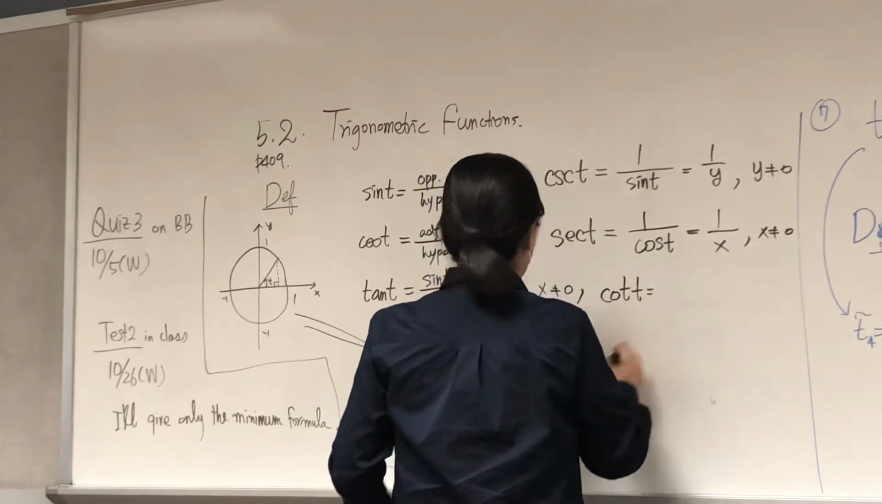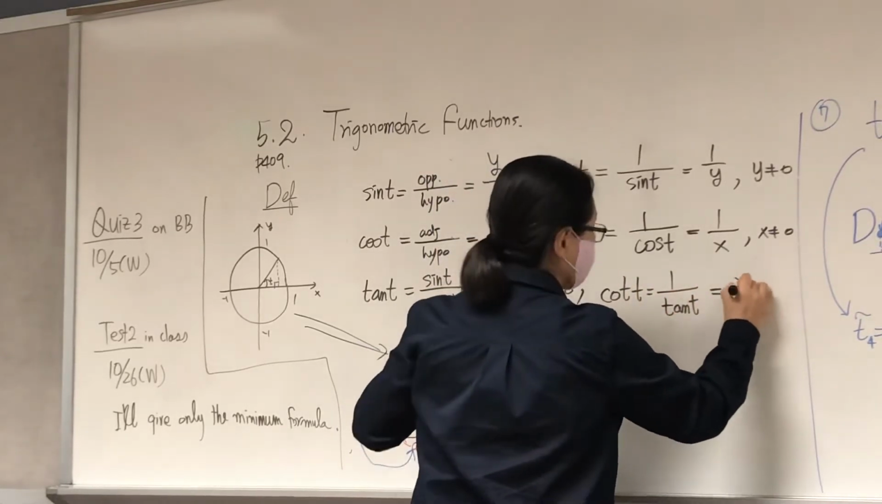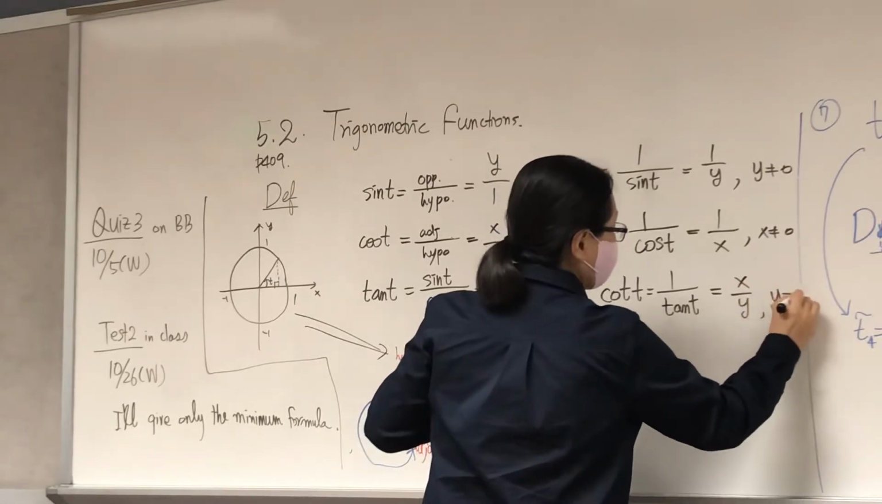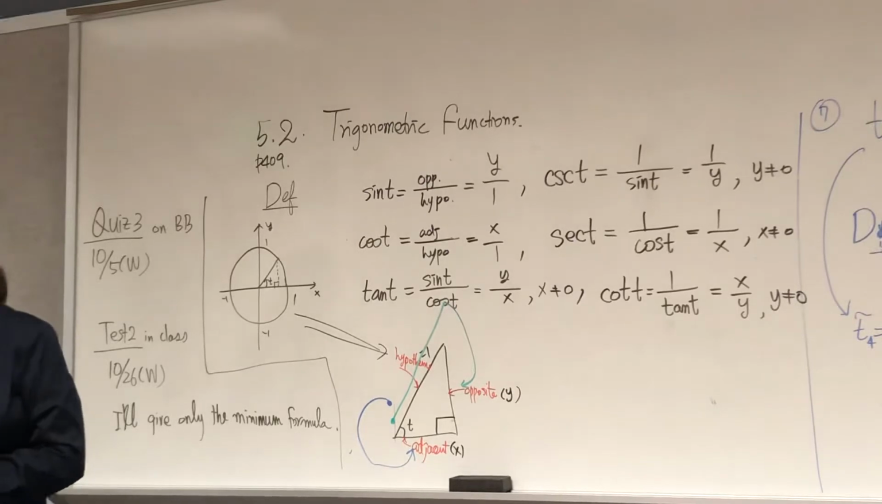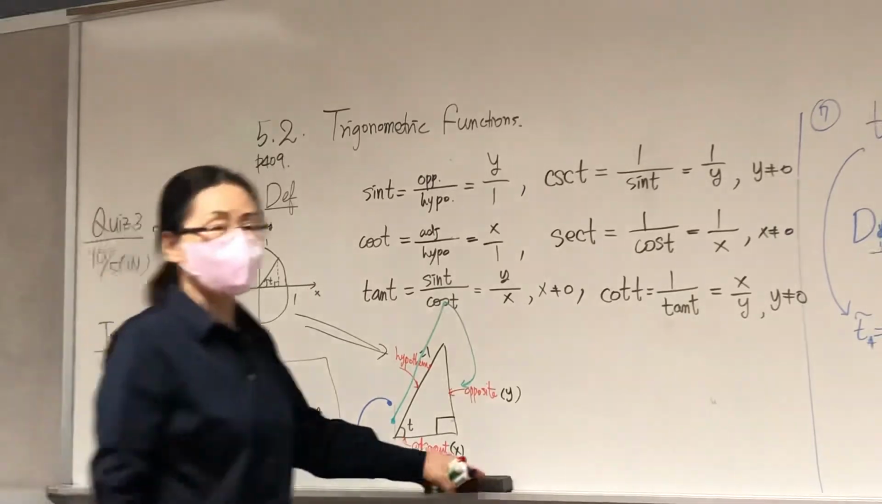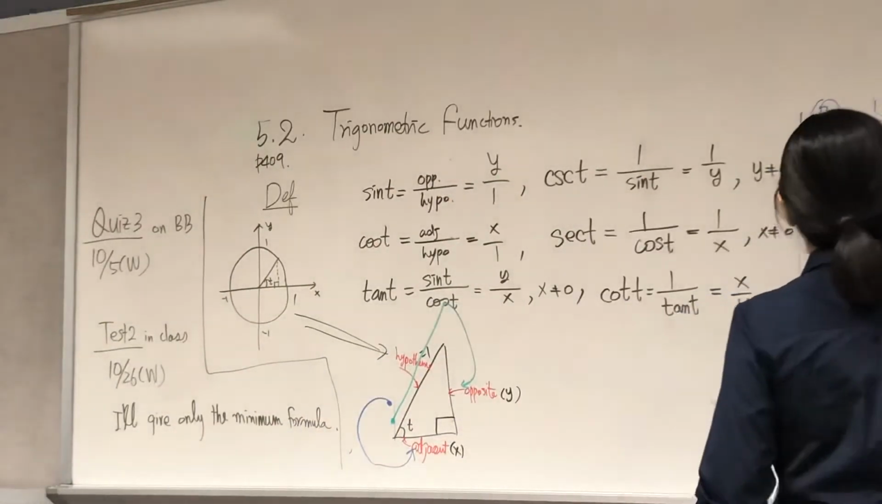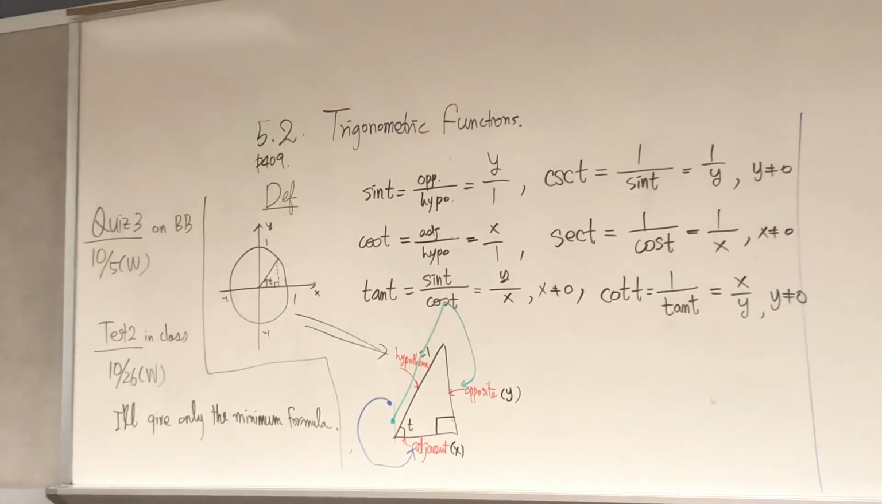Now your last one. Cotangent t means 1 over tangent, so it is flipped: x over y. This one you should know. Memorize it. Trigonometry needs some basic formulas. Now, based on this, we will discuss.